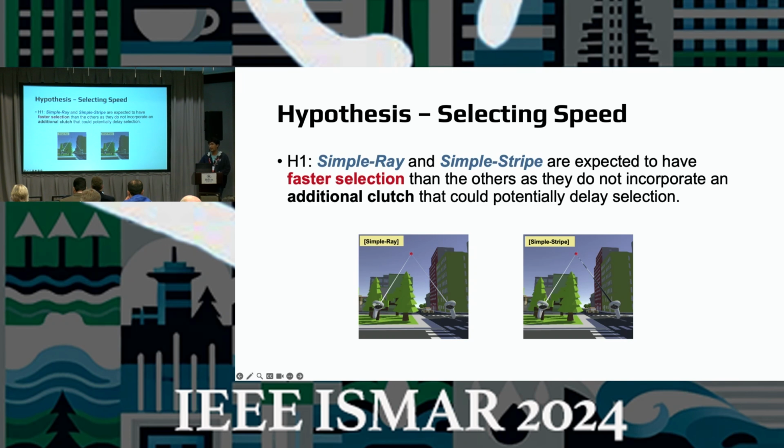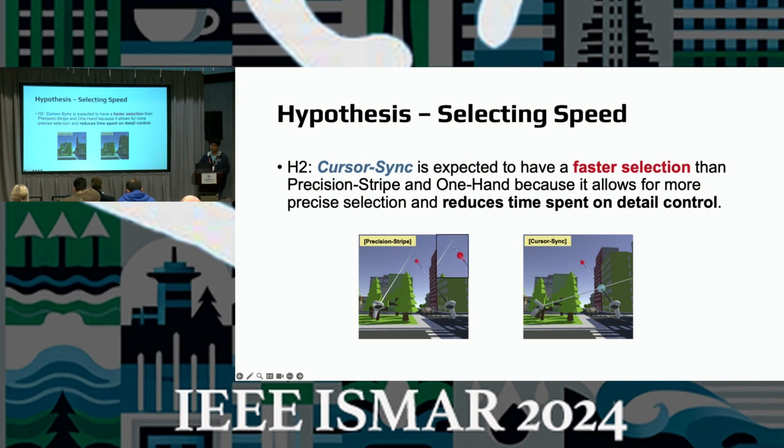Based on the techniques and experimental tasks, we set these hypotheses. To investigate the selecting speed, we set hypothesis 1. Simple ray and simple strip are expected to have faster selection than the others. And second, cursor sync is expected to have faster selection than precision strip and one hand.